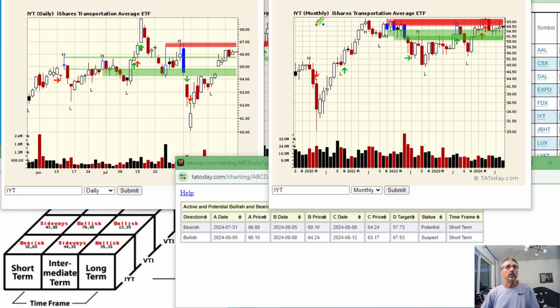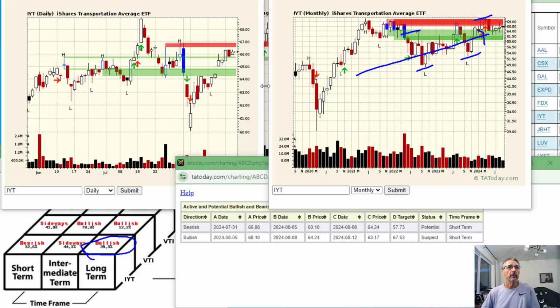Let's look at the transports here. I'm going to take a long-term view first. What you have here, you can just look at this chart, these last few swing point highs and lows. The move is up, right? The trend is up, and you can confirm that over here. It tells you the long-term trend is higher, bullish, and sideways on the intermediate term.